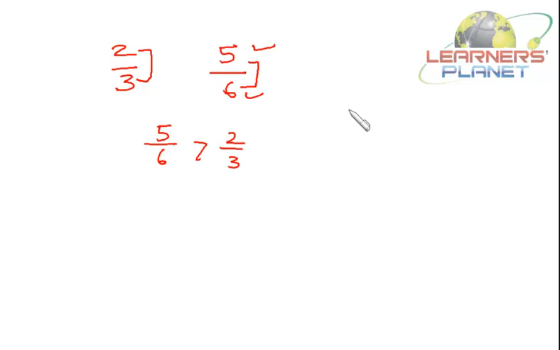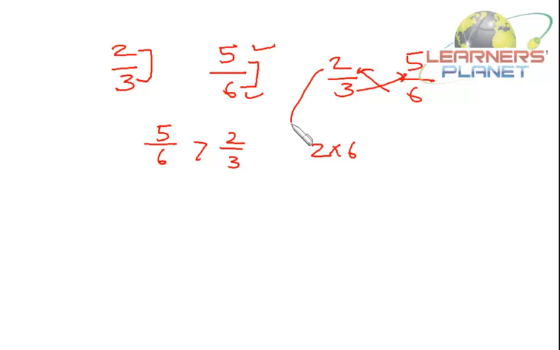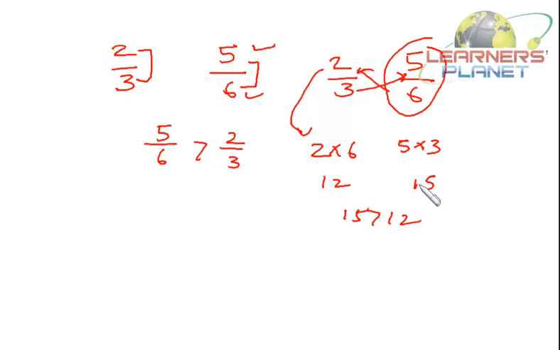Okay friends. Similarly, one more technique you can apply over here. It's 2 by 3, it's 5 by 6. You should do a cross multiplication. It's 2 into 6. We start from the numerator of the left hand side fraction, and here it is 5 into 3. So here I'm getting 12 and here I'm getting 15. Now since 15 is greater than 12, the fraction 5 by 6 will be greater than 2 by 3.